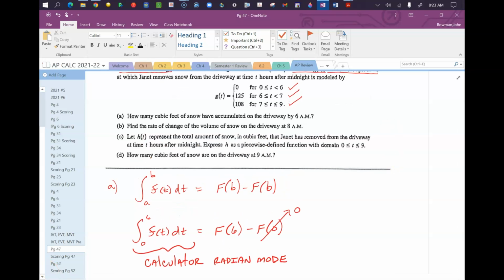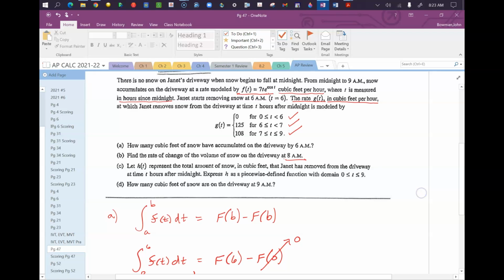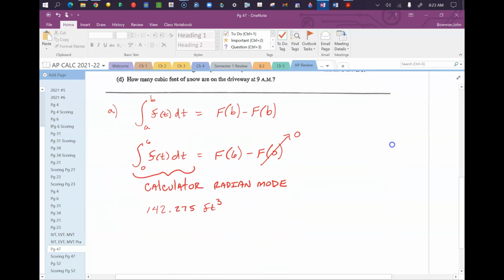In part B, they are asking us to find the rate of change of the volume of snow on the driveway at 8 a.m. Okay, so this is where you really have to pay attention to what they're asking. They're asking for the rate of change of snow at 8 a.m. So we've got two rates of change. We've got the rate at which snow is accumulating, f of t, and we've got the rate at which snow is being removed, g of t. And at 8 a.m., we would use this portion of the piecewise function for g of t.